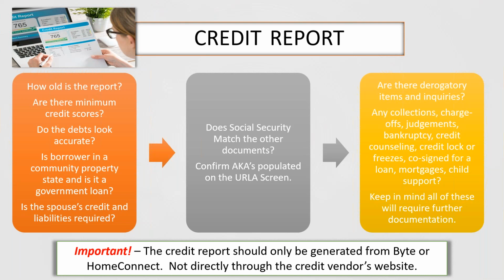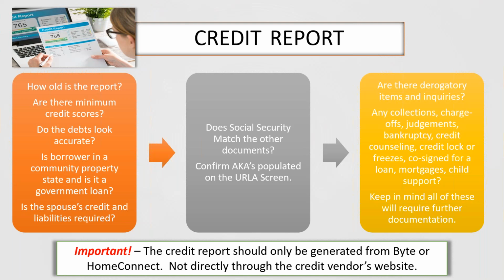So once again, we are going to start looking for just the name, date of birth, and social security match with other documentation in the file and invite. Are there any derogatory items and inquiries? Any collections, charge-offs, judgments, bankruptcy, credit counseling, maybe a credit lock or a credit freeze? You will need to have the borrower contact the credit companies to remove those.